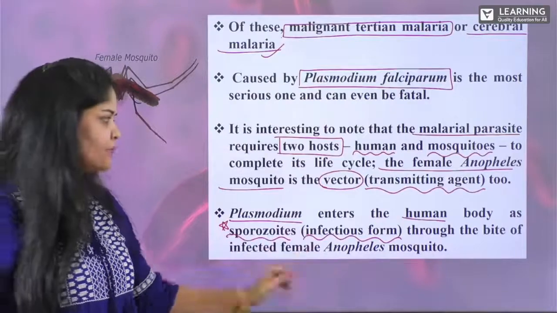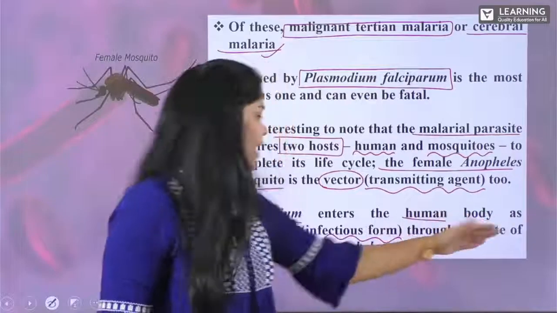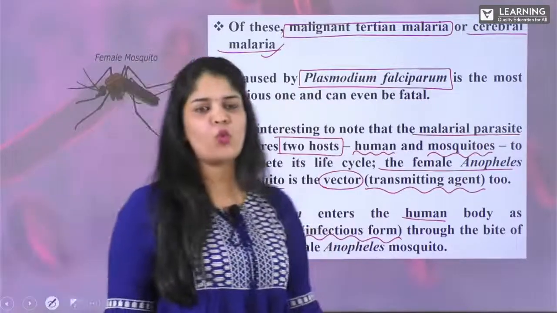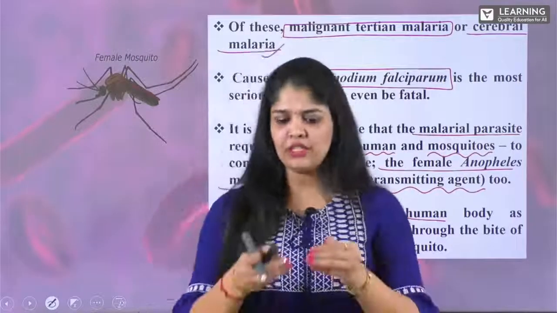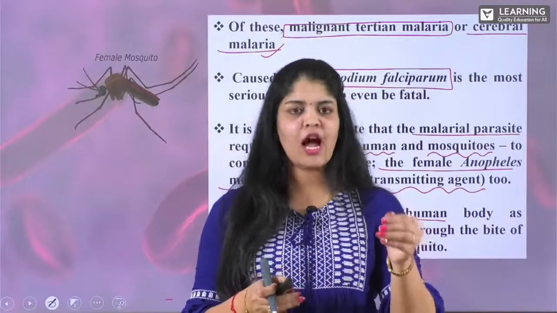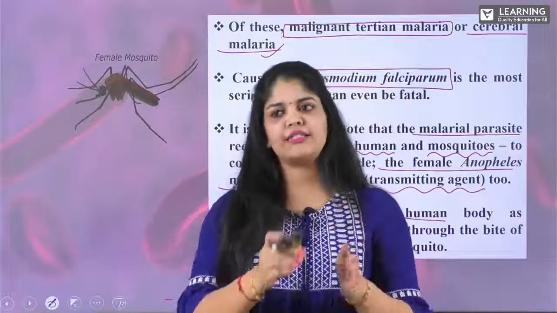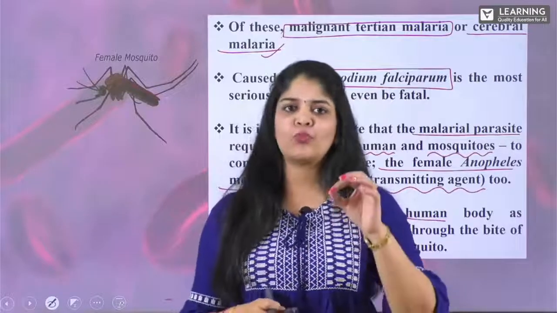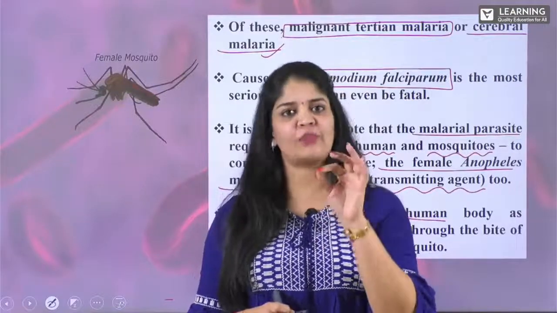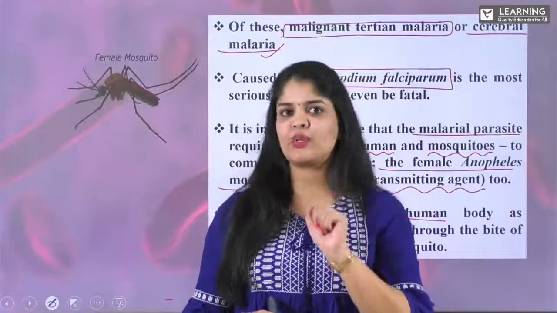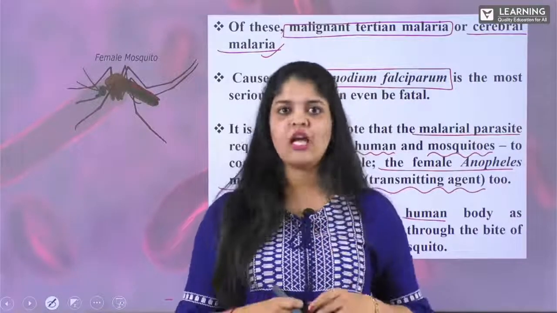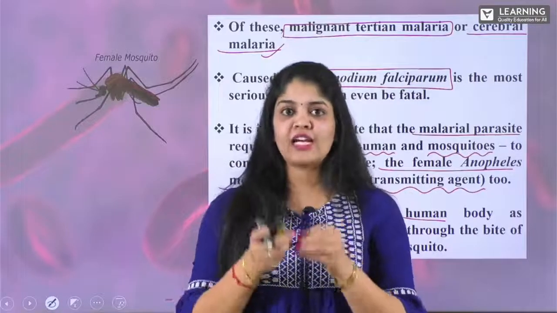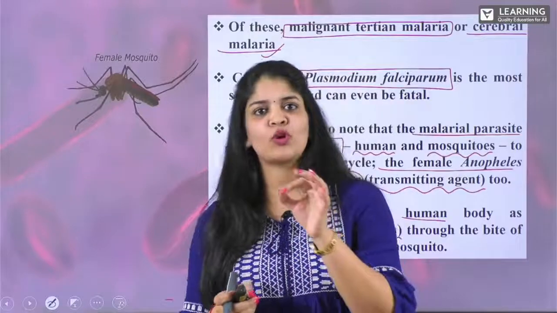Sporozoites enter through the bite of the infected female Anopheles mosquito. Once the mosquito has been infected with the plasmodium, and the plasmodium reach the stage of sporozoites, the sporozoite stage of the plasmodium parasite is present in the salivary glands of the mosquito.